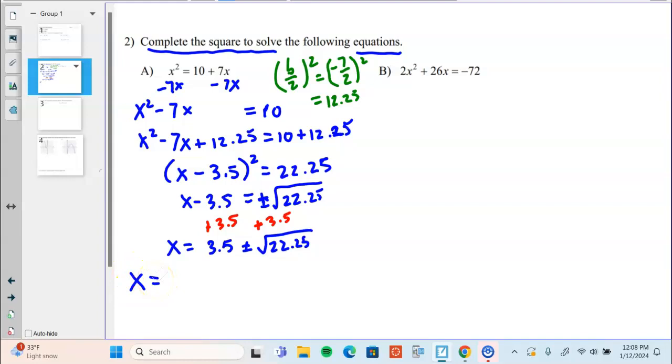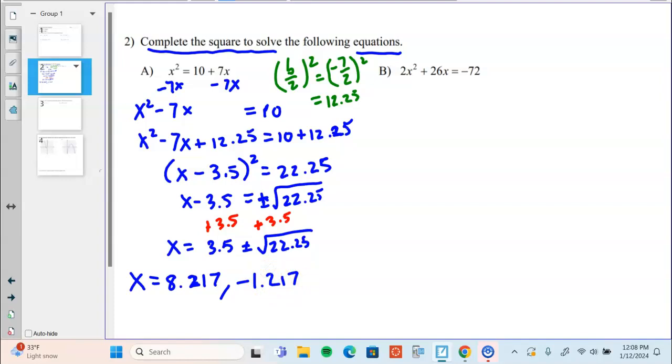I'm going to do the 3.5 plus the square root of 22.25 and get 8.217. I think I'll just round it to 3 decimal places. If I do the 3.5 minus the square root of 22.25, I get -1.217 when I round it to 3 decimal places.